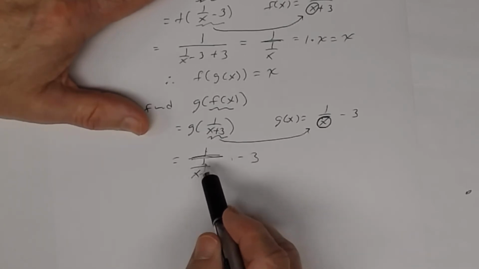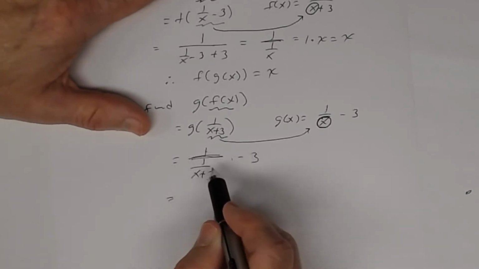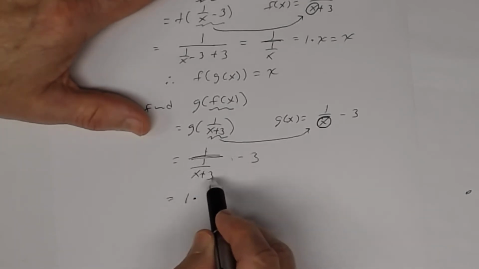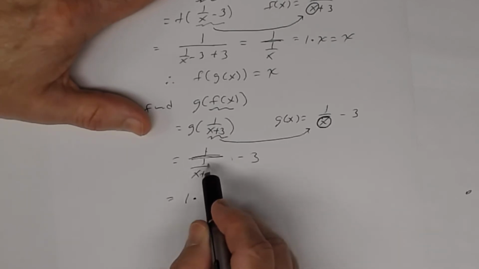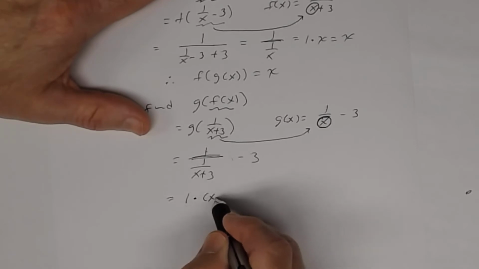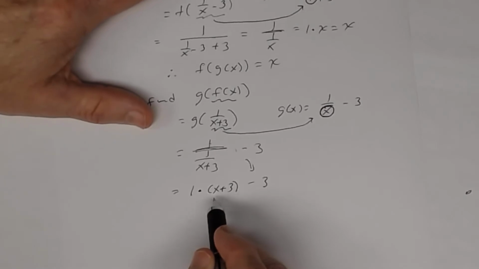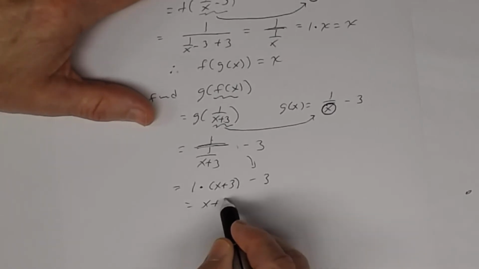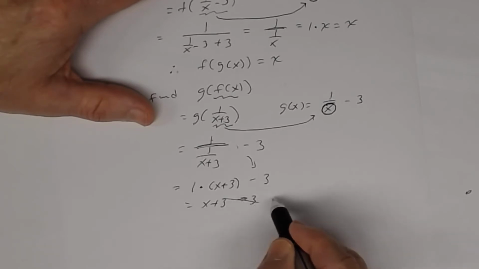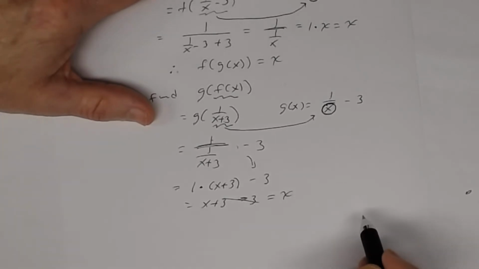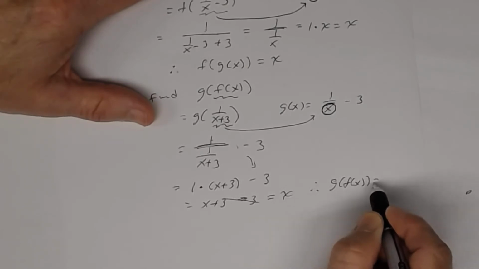from previous courses, when you divide two fractions, you take the fraction in the numerator, which is 1 here, times the reciprocal of the denominator. The reciprocal of the denominator, 1 divided by x plus 3, is x plus 3. And then don't forget to subtract 3. Well, 1 times x plus 3 is x plus 3, and then subtract 3. Those 3's add up to 0, so that's just left with x. So therefore, g of f of x is equal to x.